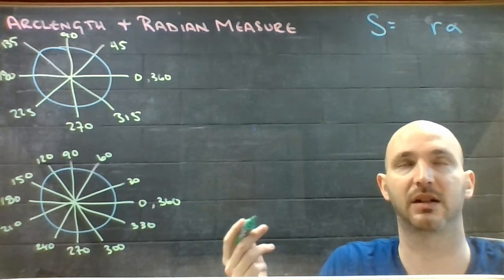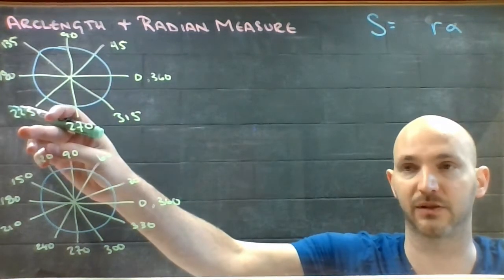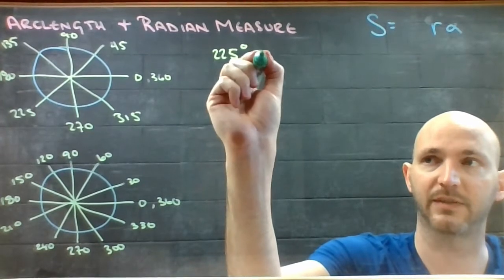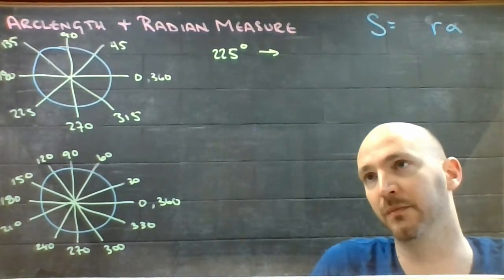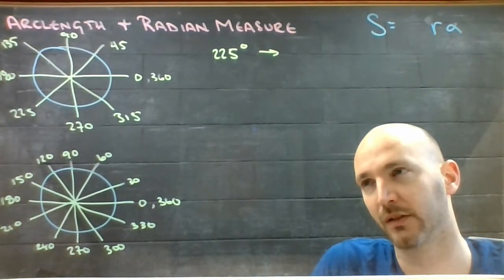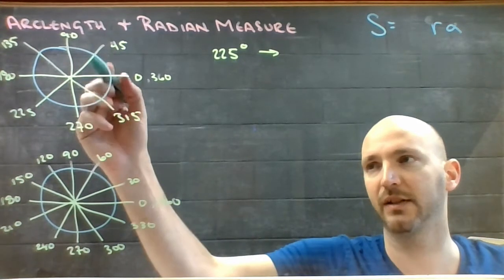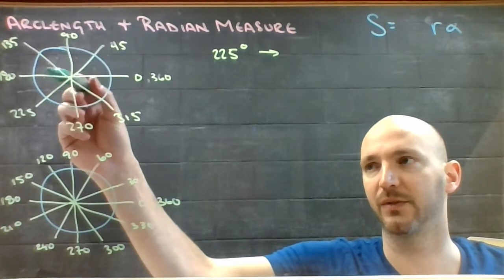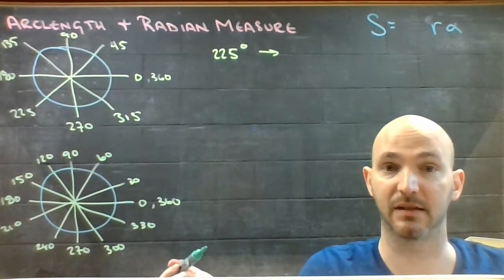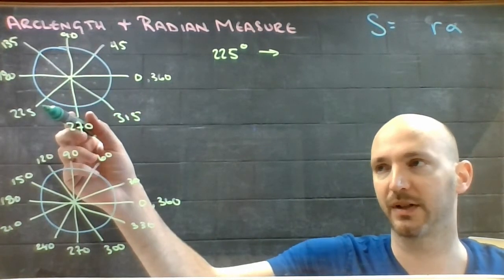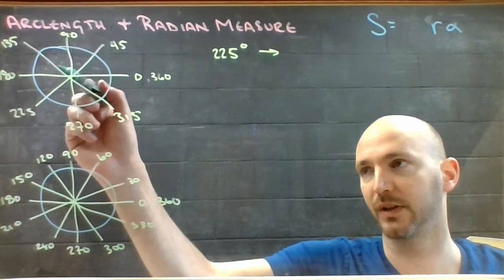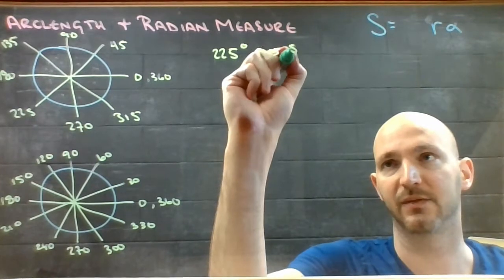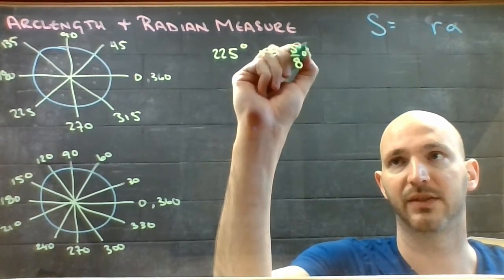So I'm going to pick an angle at random. I'm going to pick that one, 225 degrees. So if I look at that, if I started here, I've cut this circle into 1, 2, 3, 4, 5, 6, 7, 8 pieces. And 225 takes up 1, 2, 3, 4, 5 of them. So 225 degrees is 5/8 of a circle.